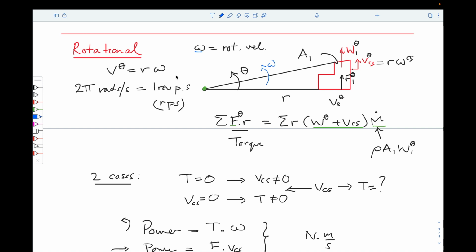The velocity that we travel at, v theta, is equal to the product of the radius, the arm that it goes through, multiplied by the rotational speed. And this would be in radians per second, which is 1 over seconds. Radians are dimensionless. And we know that 2 pi radians per second is equal to 1 revolution per second for the conversions. So it's important to be able to link this velocity to the rotational velocity.